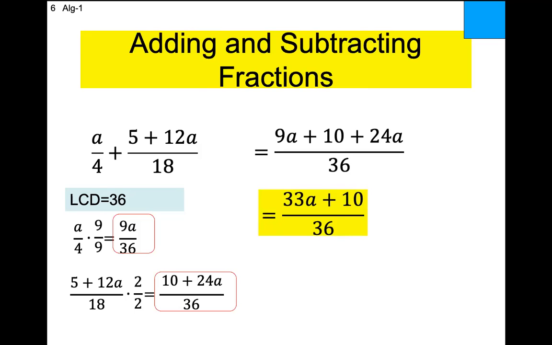The last thing you got to do is ask yourself, can it be factored? Does anything go into 33 and 10 other than 1? So it's factored, you're done. Occasionally this will be able to be factored, so you factor, and then usually what happens is something cancels with the 36. And we can't reduce it. This one can't be reduced, Julie.